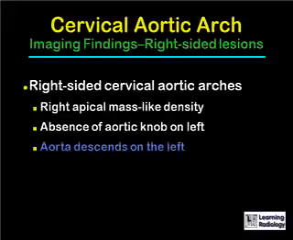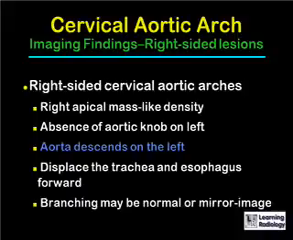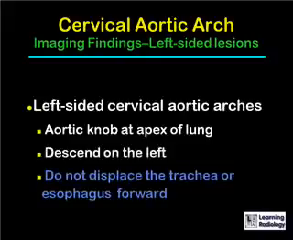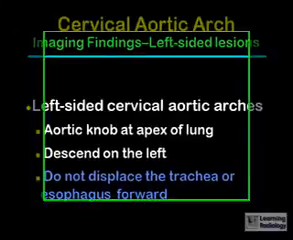Right-sided cervical aortic arches produce an apical mass. There will be absence of the aortic knob on the left. The aorta descends on the left, and there is displacement of the trachea and esophagus forward. Branching can be normal or it can be mirror image. In left-sided aortic arches, the aortic knob is at the apex of the left lung. These also descend on the left, but they do not displace the trachea or esophagus forward.